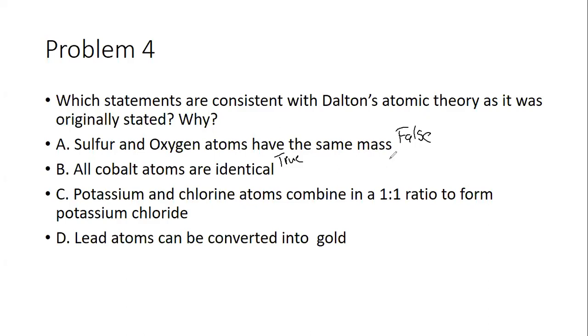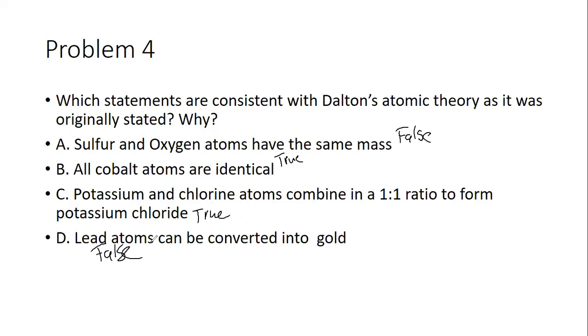Okay, so C: potassium and chlorine atoms combine in a 1-to-1 ratio to form potassium chloride. Yeah, that is consistent with his theory. He said that atoms combine in whole numbers to form compounds, so if they form 1-to-1, that is consistent. So that is true. D: lead atoms can be converted to gold atoms. That is false, right? Dalton's atomic theory said that atoms can't change.